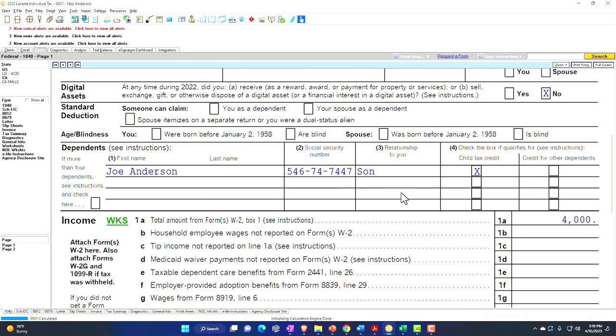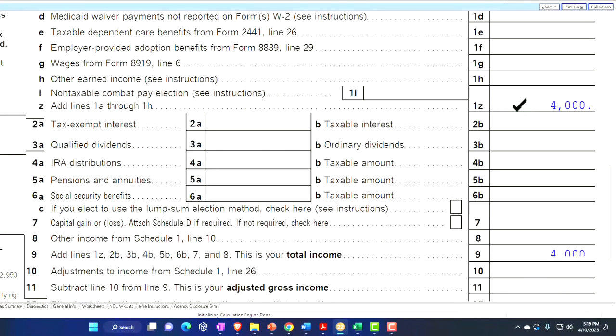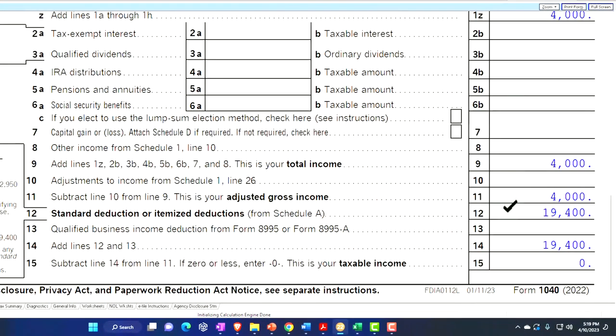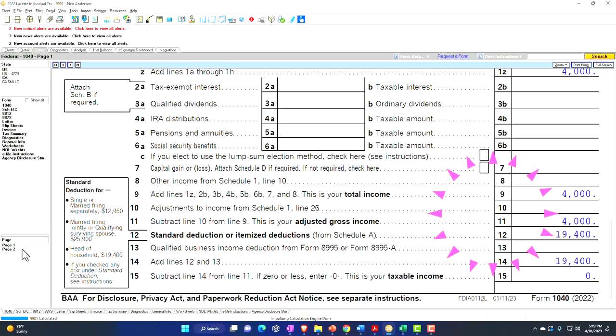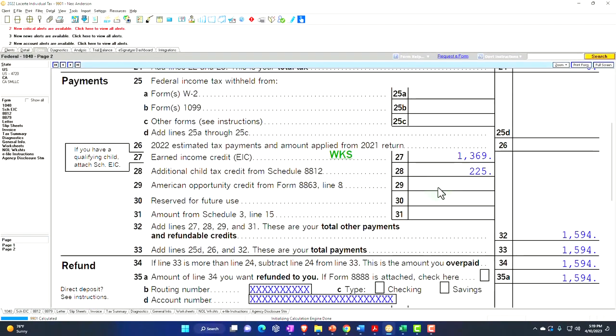All right, so we've got first the 4,000, obviously that's below the threshold now of the 19,400, therefore no taxable income, but still could have a benefit to file because of the earned income tax credit and the child tax credit.